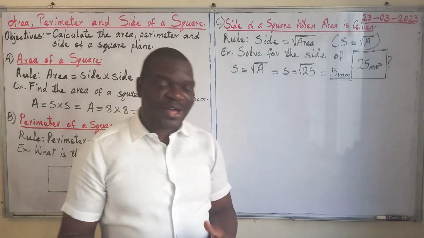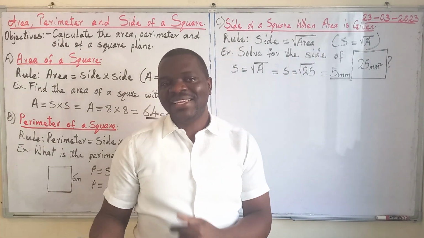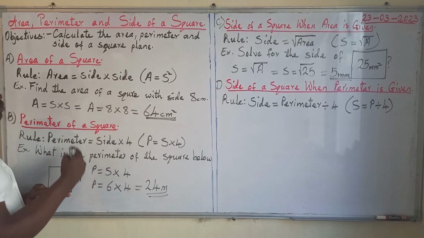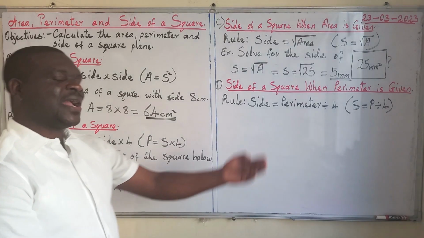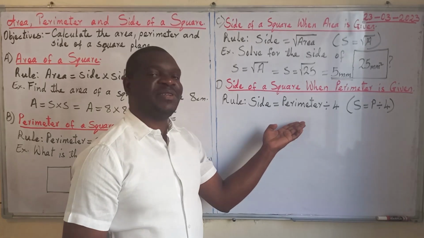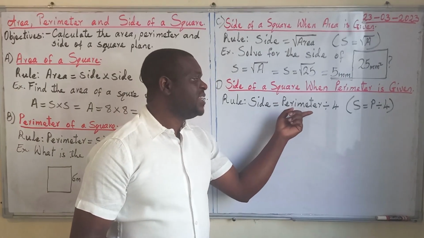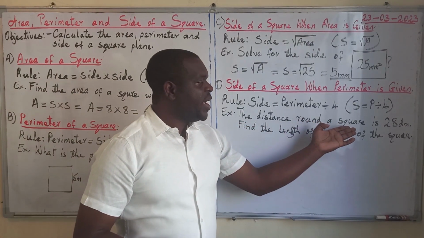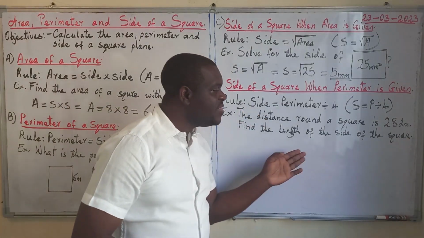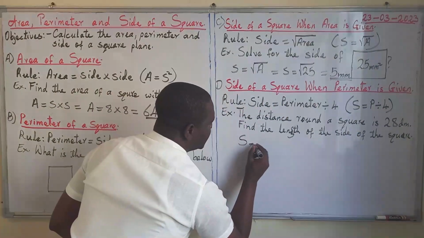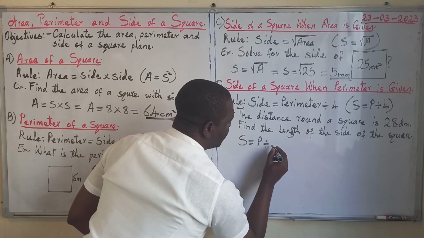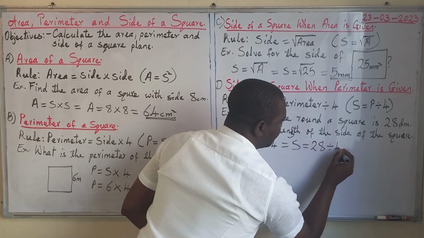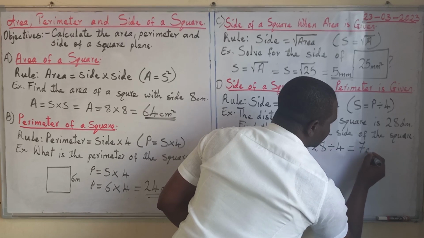Let's move on to how to find side when perimeter is given. We learned here that to find the perimeter of a square, you multiply the side by 4. So to come back to the side, if the perimeter is given, you simply do the opposite, and that is dividing the perimeter by 4. Let's apply this example. The distance around a square is 28 decimeters. Find the length of the side of the square. Side is equal to perimeter divided by 4. The side equals P, which is 28, divided by 4, which is going to give us 7 decimeters.